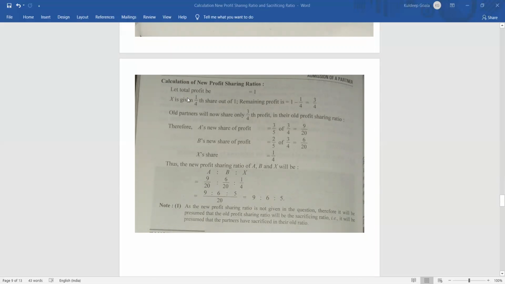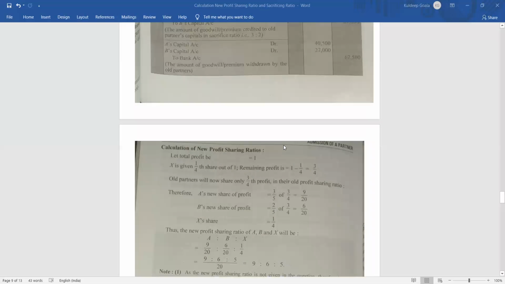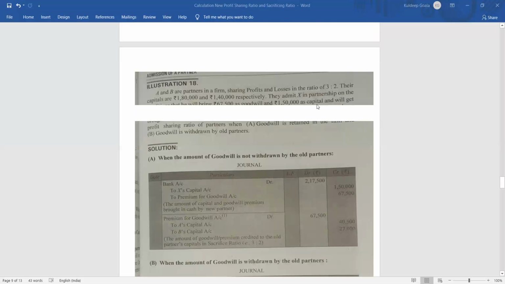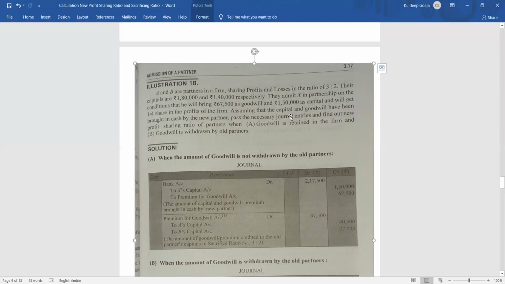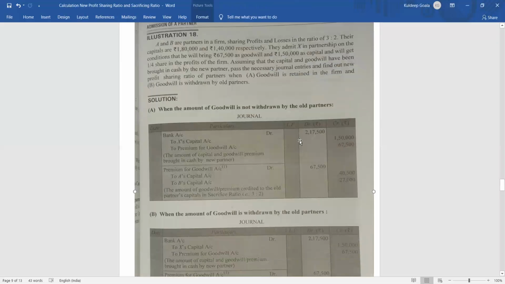Since only X's share has been given, let the total profit be 1. So X's share is 1/4. Remaining will be 3/4, isn't it? So 3/4 is the remaining. Now A will get how much? 3/5 of 3/4, and B will get 2/5 of 3/4. What is this 3/5 and 2/5? This is the old ratio, right? You can see that this is the old ratio, 3:2. Okay, is it clear? 3:2.